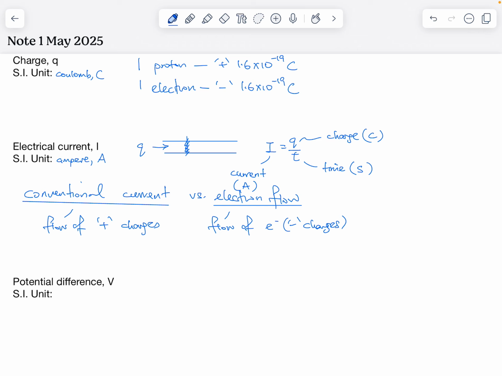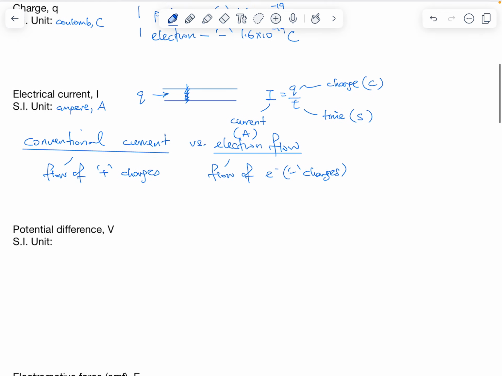So at that point, scientists decided that they will use the term conventional current to describe the flow of current by convention. But in actual fact, it is the flow of electrons that is actually taking place. So that is the reason why we have this conventional current versus electron flow. So in all our study of electricity, we use conventional current. Okay, the flow of positive charges.